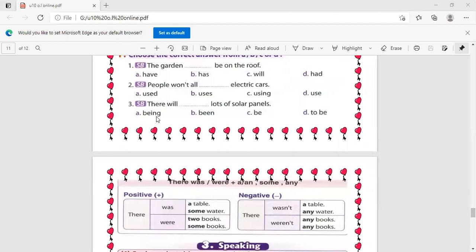Number three, please, my dear. There will lots of solar panels. Will, being or been or be or to be? There will. Mahmoud, are you here? Okay. Let's see. Malak. There will be lots of solar panels. There will be. Excellent. Be or been? After will, we put the verb in the, in the what? In the infinitive. So we will choose what? Be. Excellent. There will be lots of solar panels.